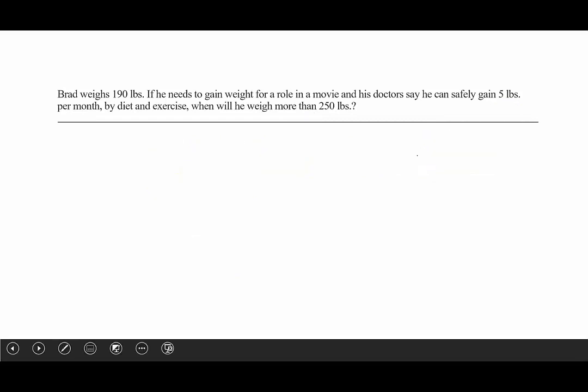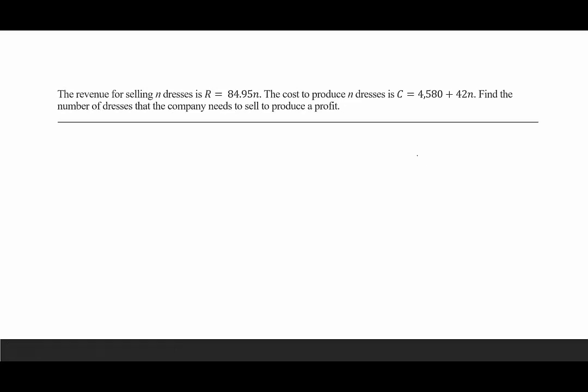Okay, very good. And our second example: the revenue for selling n dresses is revenue equals $84.95 times n. So apparently they're selling each dress for $84.95, and that's the revenue. However, we have the cost. The cost to produce n number of dresses is given by cost equals 4,580 plus 42n. So we have the cost of materials up front plus the cost per dress.